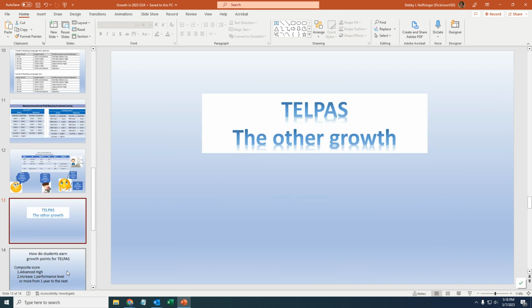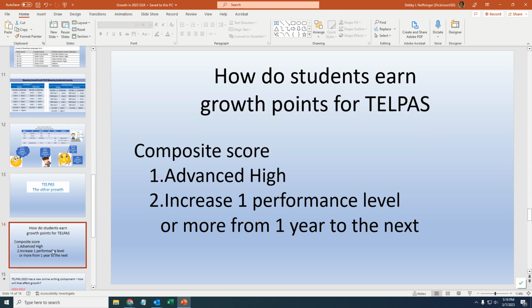Okay, TELPAS is that other growth that we don't really talk a lot about, but we need to start making that a part of our conversation. How do students earn growth points for TELPAS? Well, they have a composite score, and that composite score needs to be advanced high, or their composite score needs to increase one performance level or more from one year to the next.